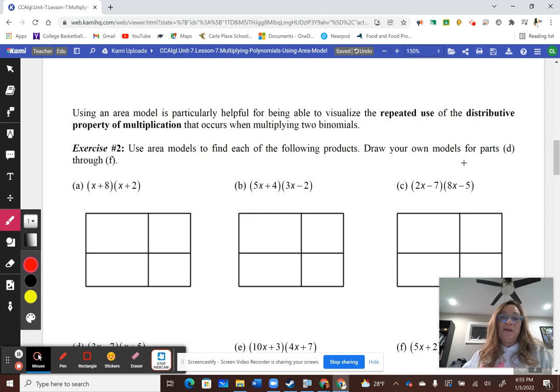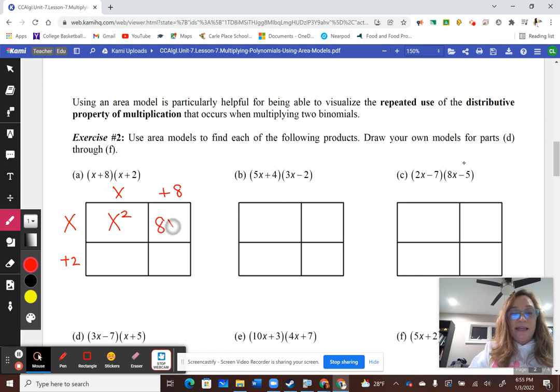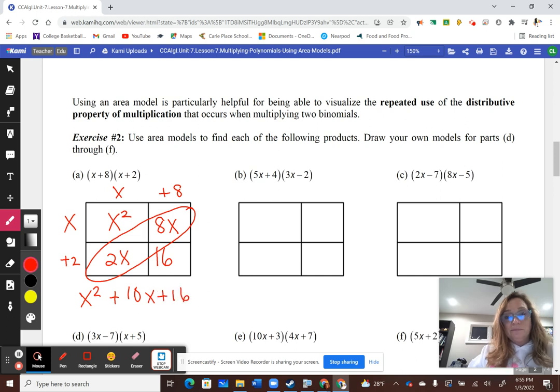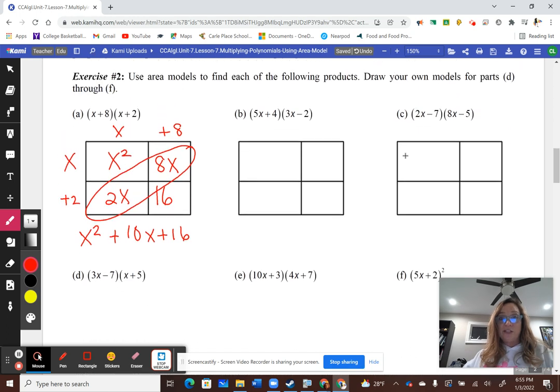So we're going to use the area model and find the partial products. Okay, so I have x and a plus 8. I have x and a plus 2. x times x is x squared. 8 times x is 8x. x times 2 is 2x. And 2 times 8 is 16. I'm going to combine the like terms along the diagonal, and that gives me x squared plus 10x plus 16. So when you find your partial products, you have to then combine the like terms to find your final answer.